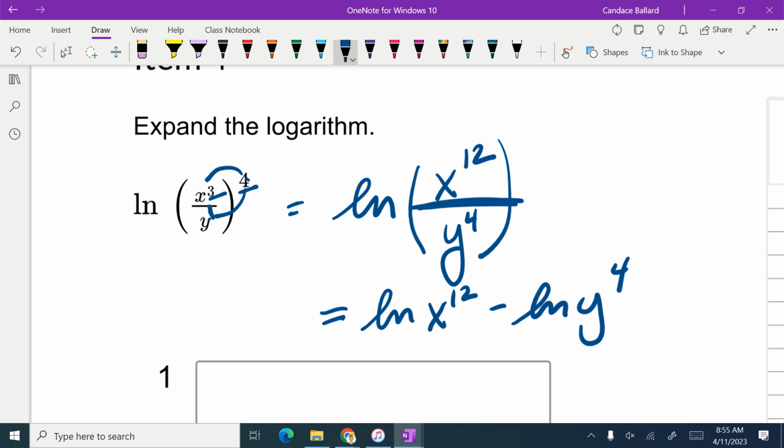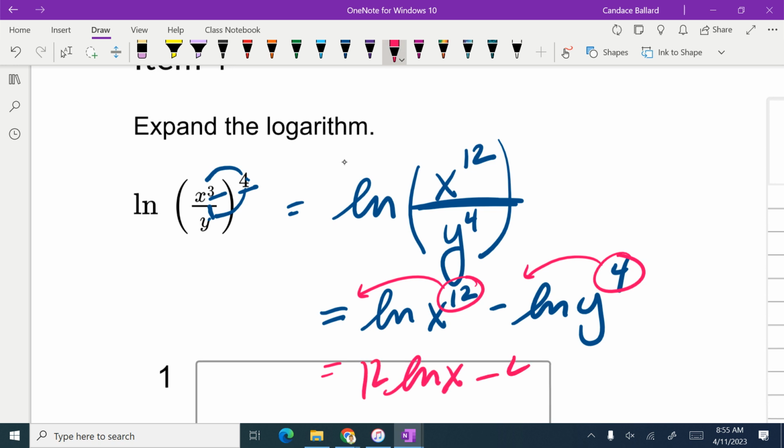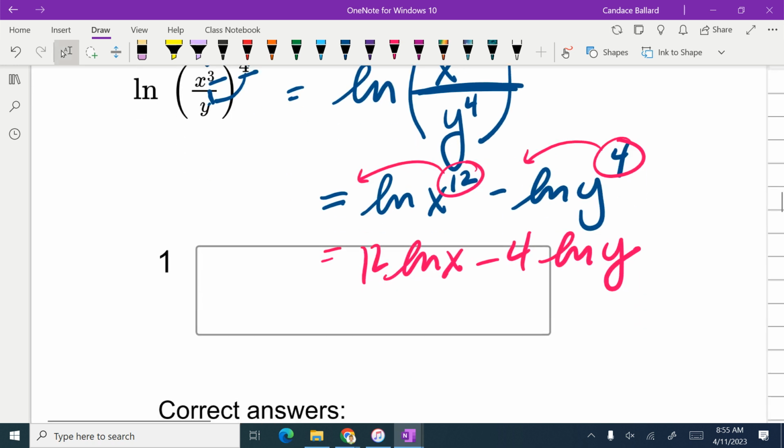There's one more thing we have to do to expand it. I take the exponents and I have to throw them into the front. So I get 12 natural log of x minus 4 natural log of y. And it doesn't matter, I could use a log instead of a natural log, right? They're interchangeable. I only had one person write it as the word in. So remember, it's not the word in, it's an L. So use an L.